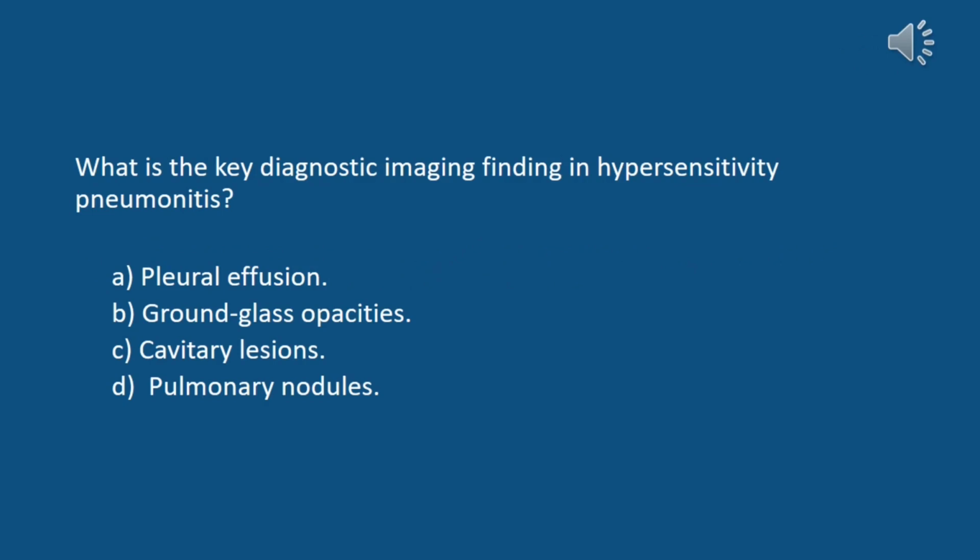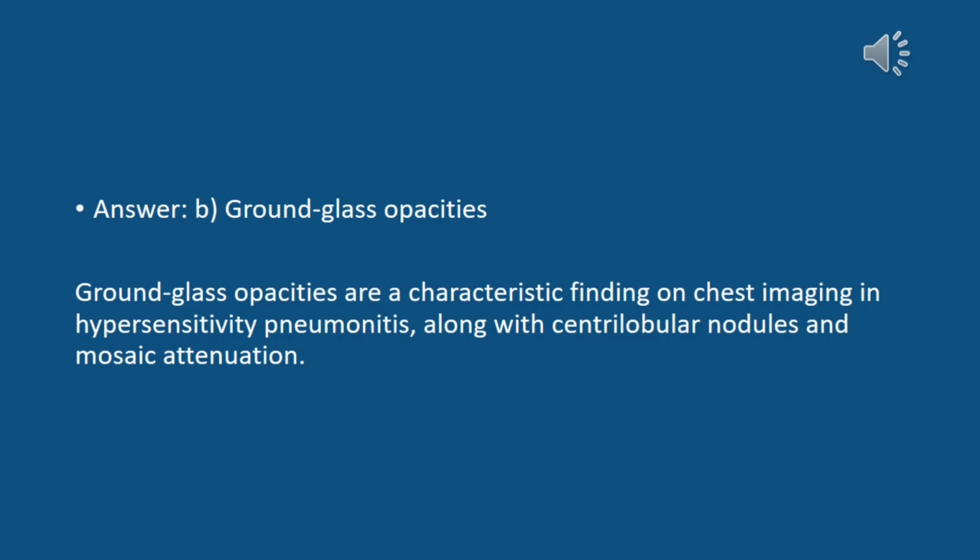What is the key diagnostic imaging finding in hypersensitivity pneumonitis? A. Pleural effusion. B. Ground glass opacities. C. Cavitary lesions. D. Pulmonary nodules. Answer: B. Ground glass opacities. Ground glass opacities are a characteristic finding on chest imaging in hypersensitivity pneumonitis, along with centrilobular nodules and mosaic attenuation.